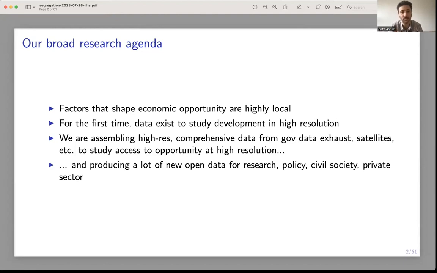And what allows us to do this work is that for the first time, there are actually data to study development in high resolution. So once upon a time, you had the census, which was only really put out at the district level in all kinds of summary tables. You had things like the NSS. And so even if you get the microdata, it only has a district identifier.